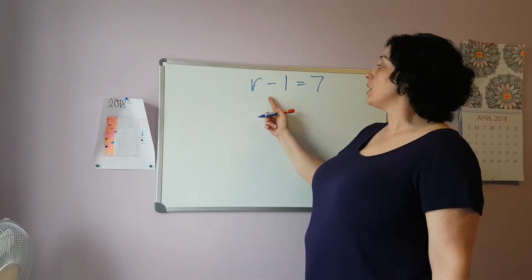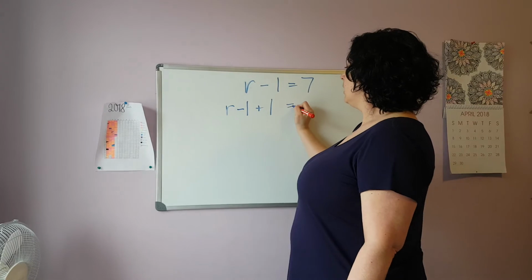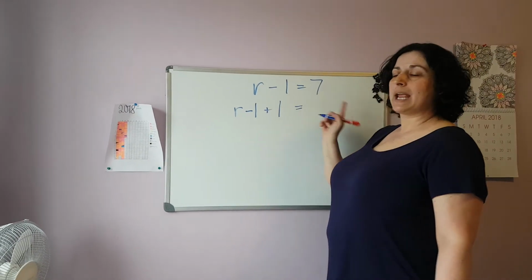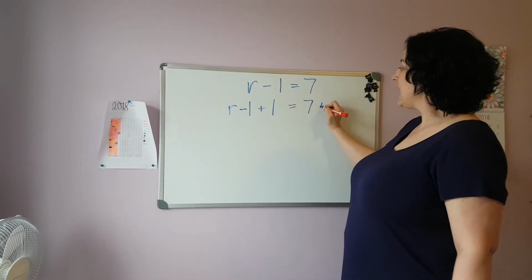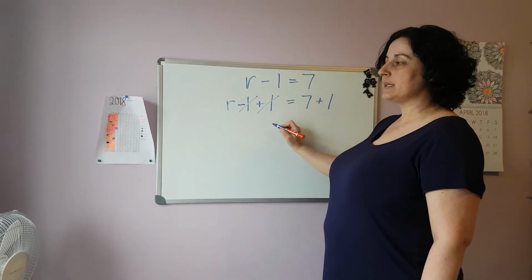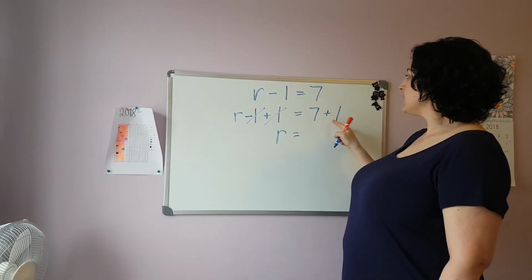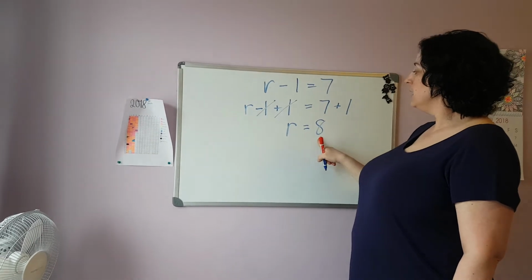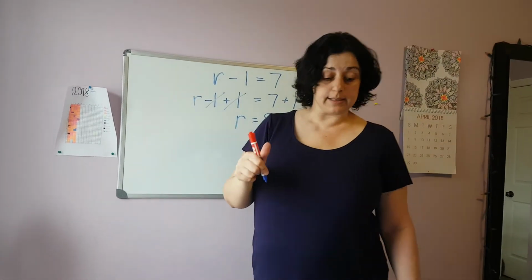Addition undoes subtraction. So r minus 1 plus 1. Whatever I do to the left side, I have to do to the right side. I added 1 to the left, I must add 1 to the right. This minus 1 is going to cancel out this positive 1, leaving only r on the left side. On the right side, I have 7 plus 1, that's 8. Check my work. Is 8 minus 1 7? Yes, absolutely it is.